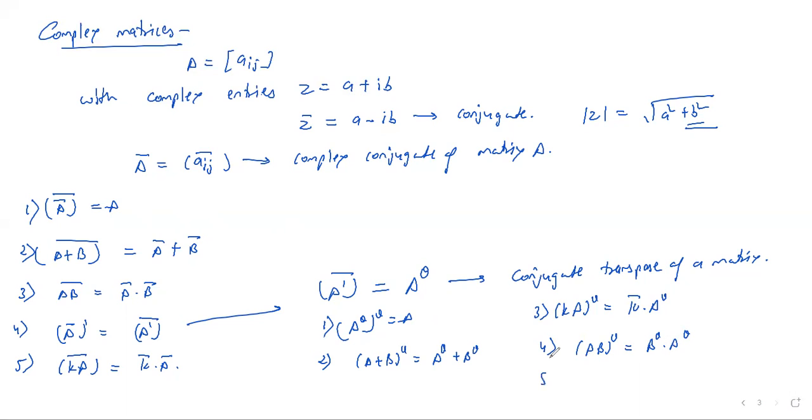Another property: if I have a matrix A which is non-singular, meaning it possesses an inverse, then A theta's inverse is equal to A inverse theta. This A inverse theta is the inverse of A theta. Now let's see unitary matrices.